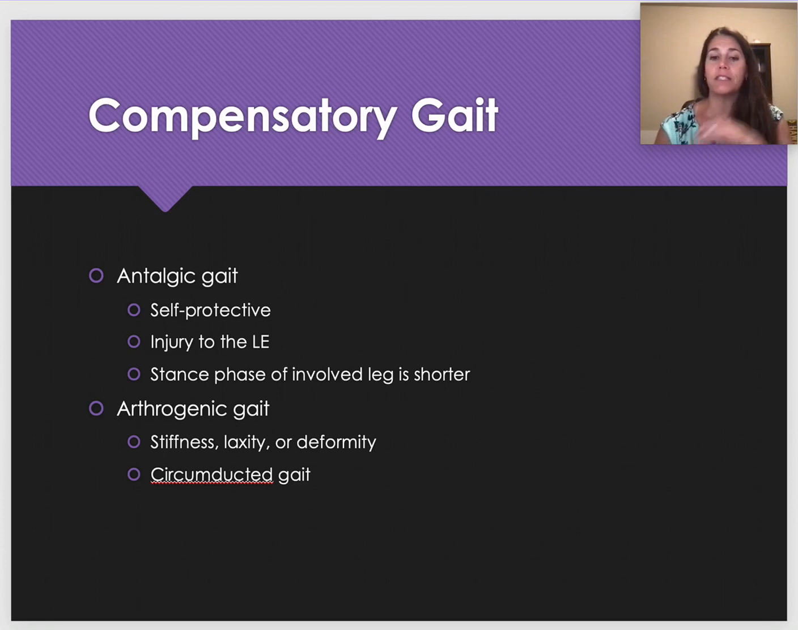And typically what we see is a shorter stance phase, which then also changes their stride length and step length, because they can't weight bear on it for nearly as long. Arthrogenic gait means that they're walking really stiff and often circumducted. So what they're doing is, instead of flexing their hip and knee and doing all the stuff with their ankle, they're swinging their leg out to the side because of whatever reason that you have to figure out, okay?